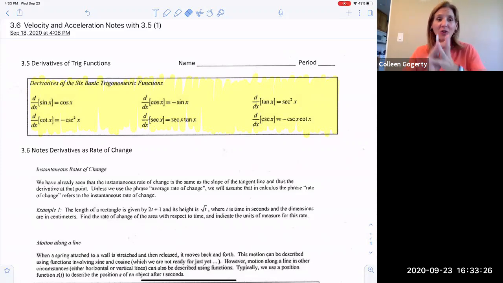Just starting off, you should have the worksheet that goes along with video 6, 3.6 notes on velocity and acceleration. I'm hoping this will be a key lesson for all of you who have either been in physics or are taking physics, because today is the exciting day.